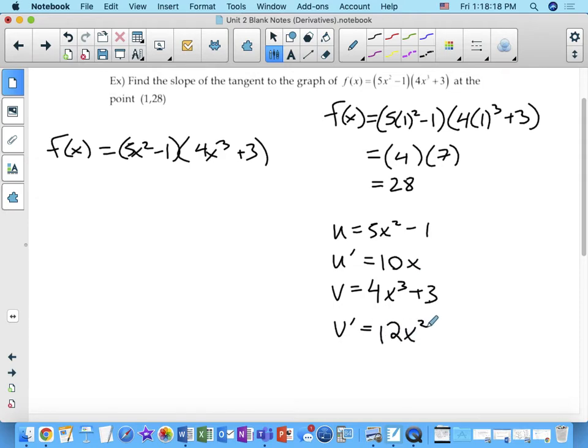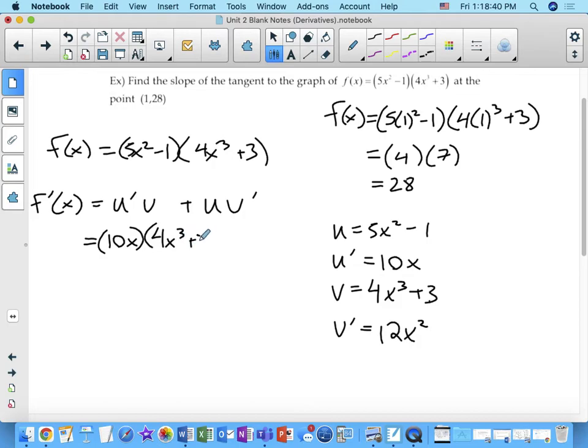Yeah. So f prime of x is u prime v plus u v prime. I always write this out because it helps me to remember where to put all of these different pieces. Well, you don't have to. So that's 10x times 4x cubed plus 3 plus 5x squared minus 1 times 12x squared.